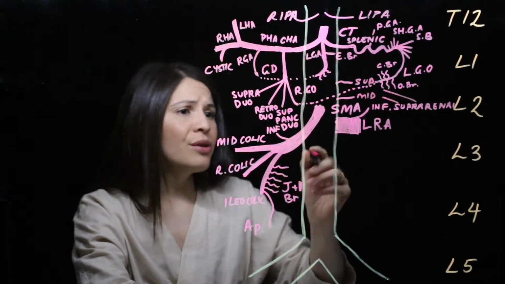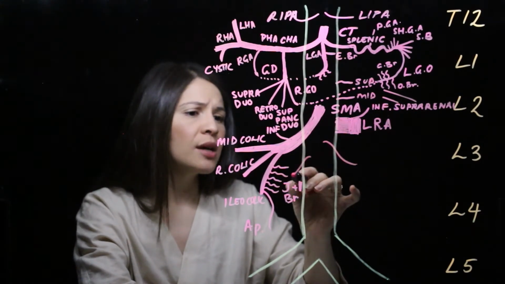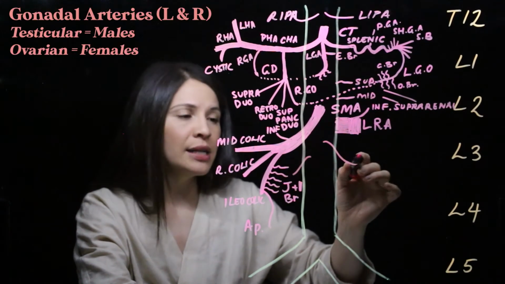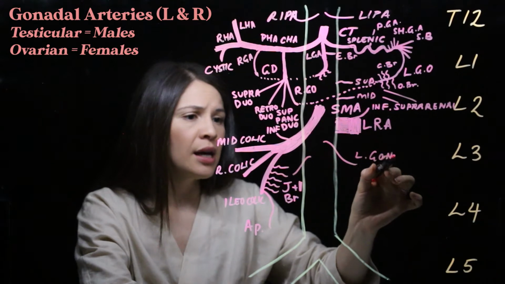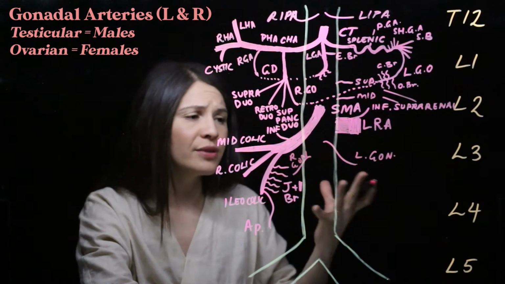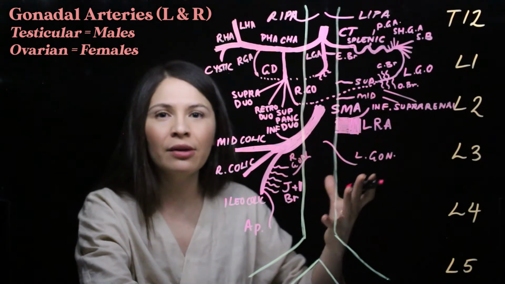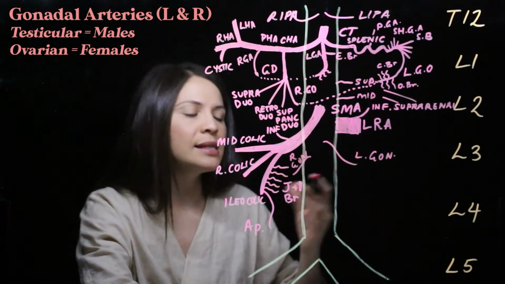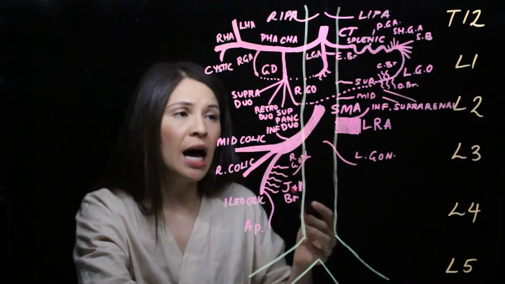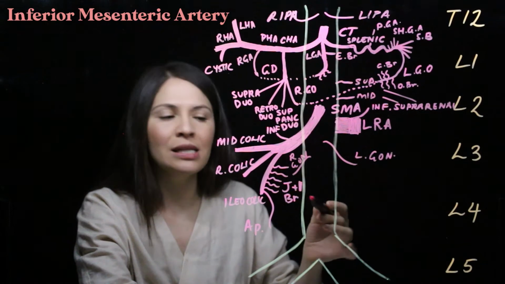Okay, so below the renal arteries, we're going to have two branches coming off, directly off the abdominal aorta, and these are your gonadal arteries. So this would be your left gonadal artery, and over here would be your right gonadal artery. So the gonads of males are obviously the testes. So in males, the gonadal arteries will be your testicular arteries, and in females, it will be the ovarian arteries. Okay, so below that, we are going to have another large artery coming off the abdominal aorta, and this is your inferior mesenteric artery.